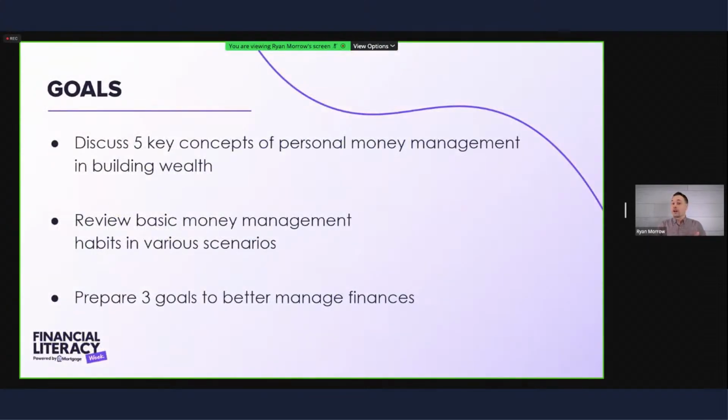All right, so let's talk about our goals for today. In our session today, we'll be looking at a couple different topics. First, we're going to discuss 5 key concepts of personal money management in building wealth. We will review basic money management habits in various scenarios dealing with each concept, and we will prepare 3 goals to better manage our finances.